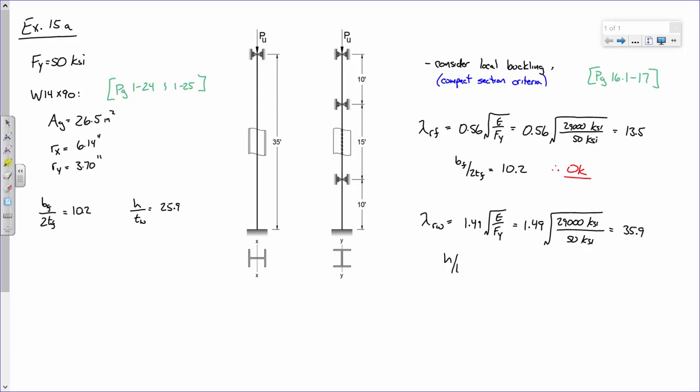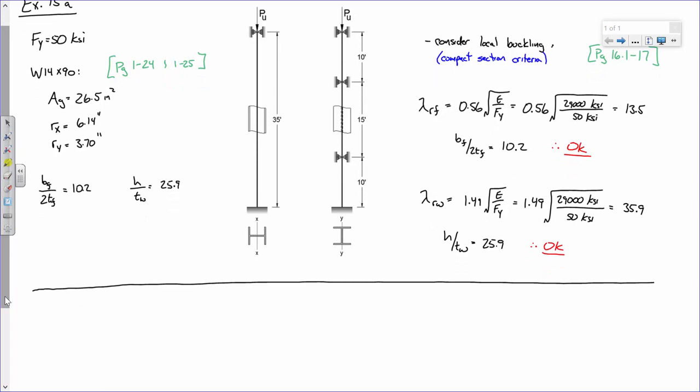And so what is our h over tw? It was 25.9, right? So is that good? That's good. Now again, you could have said, well, Dr. Mike, there wasn't the little C note on the W14 by 90, so why did we have to go through all this? You do on bridges, so that's why. I'm trying to get you used to that, because when you start evaluating bridge girders, you have to go through all of this. I want you to be familiar with it.